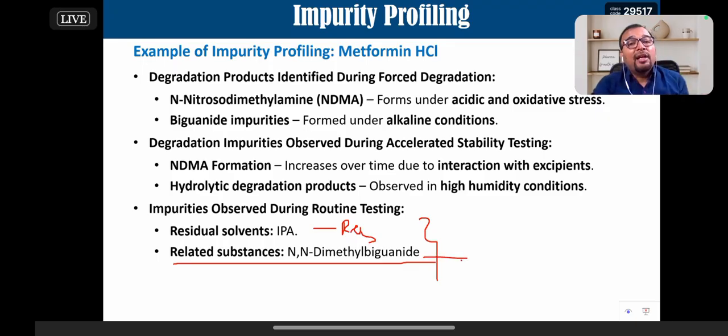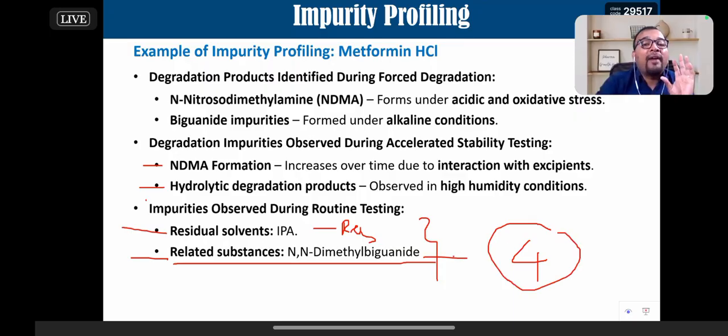So this is the way you can define the impurity profiling for metformin. This is the actual specification. Maybe you can include NDMA, hydrolytic impurities, N,N-dimethylbiguanide, and residual solvent. So a total of four impurities can be included in your final specification.